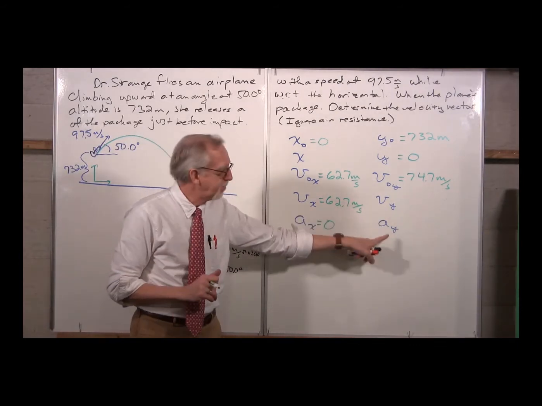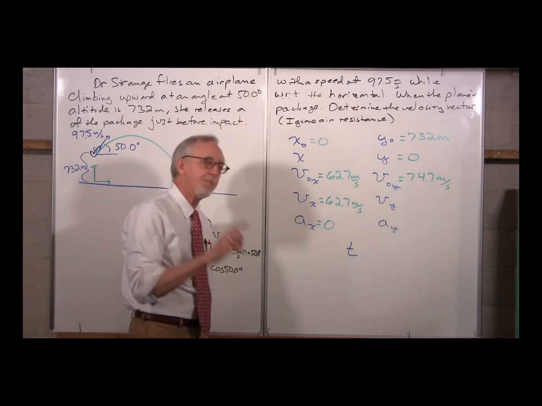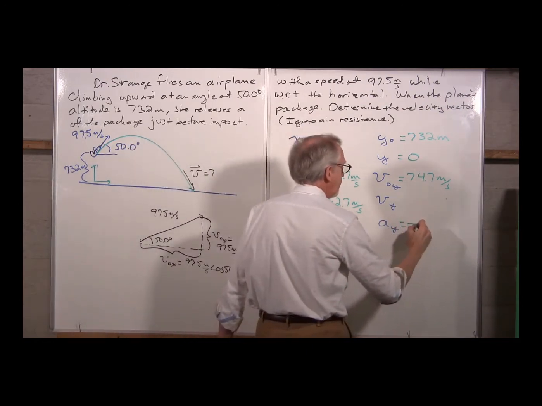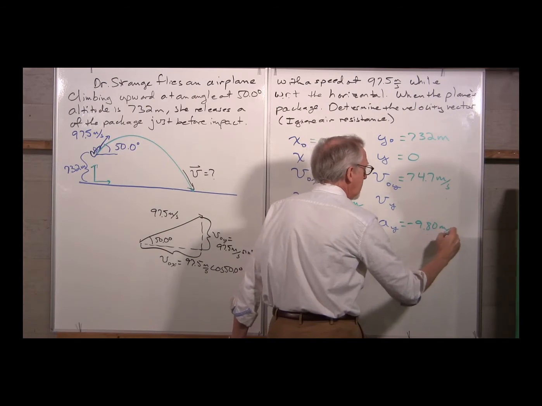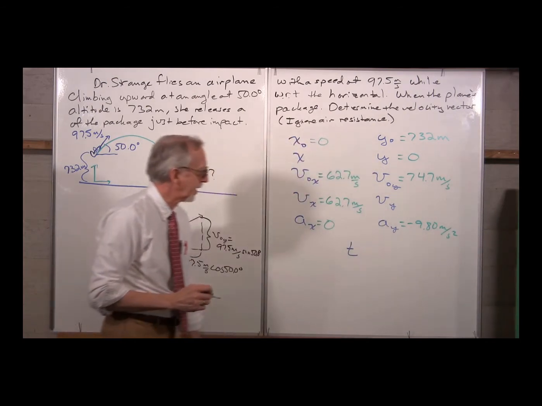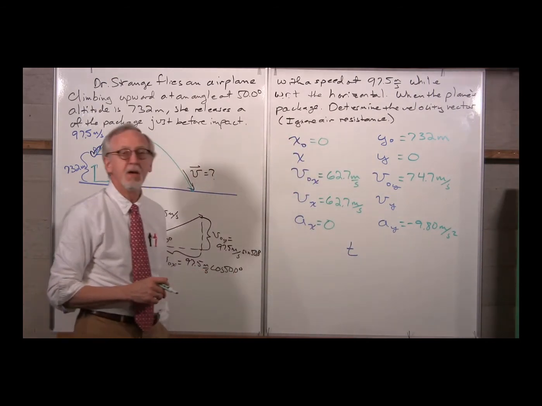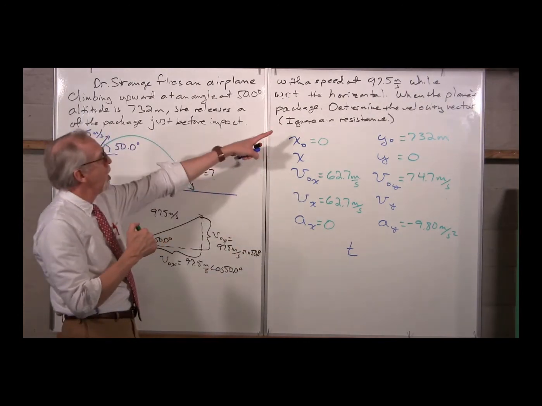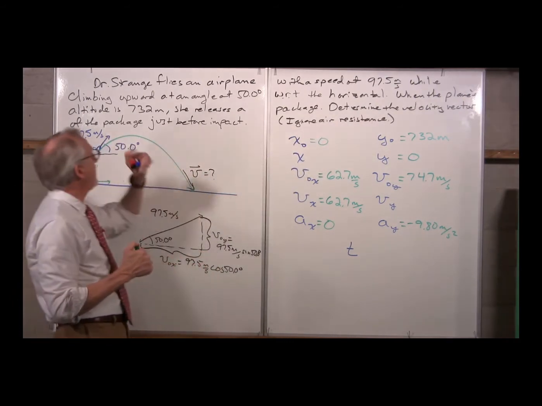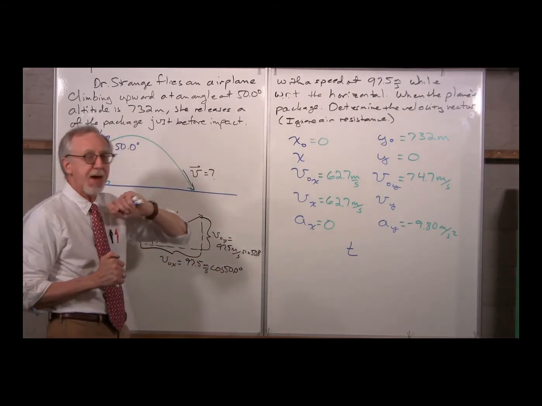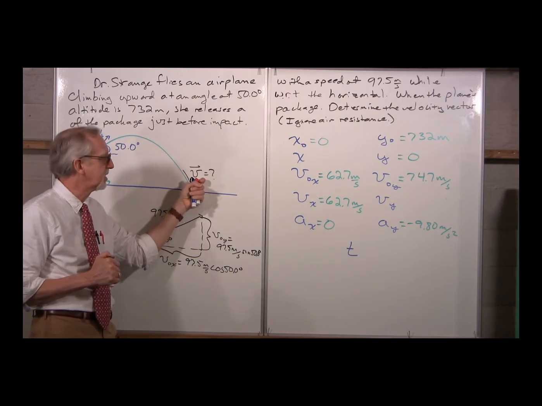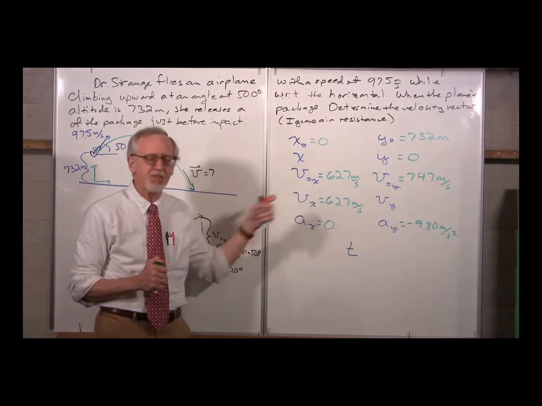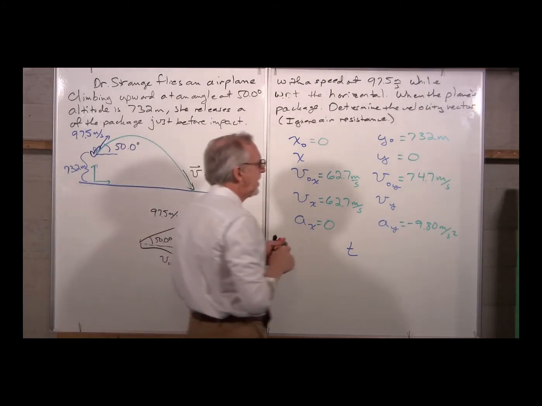Vy, we don't know that. Ay, well, we know that, because we defined y as positive upward, Ay will be negative 9.80 meters per second squared. And then t, do we know t? No, we don't know that. Okay, again, what are we looking for? Determine the velocity vector of the package just before impact. So we're looking for the final velocity, which means we need v sub x and v sub y. Well, we have v sub x, so what else do we need? We need v sub y.